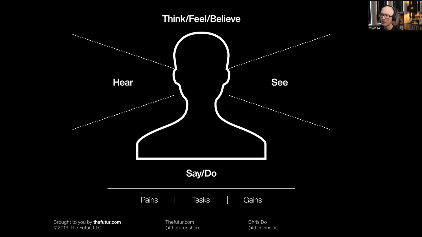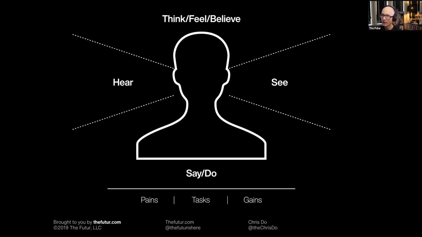What does this person think, feel, and believe? What are they hearing? What are they seeing? What are they saying and doing? And below that, we're not going to get into this, but this is the complete empathy map, which is around tasks that they have to do. What are pains and gains? How do they win? How do they lose?